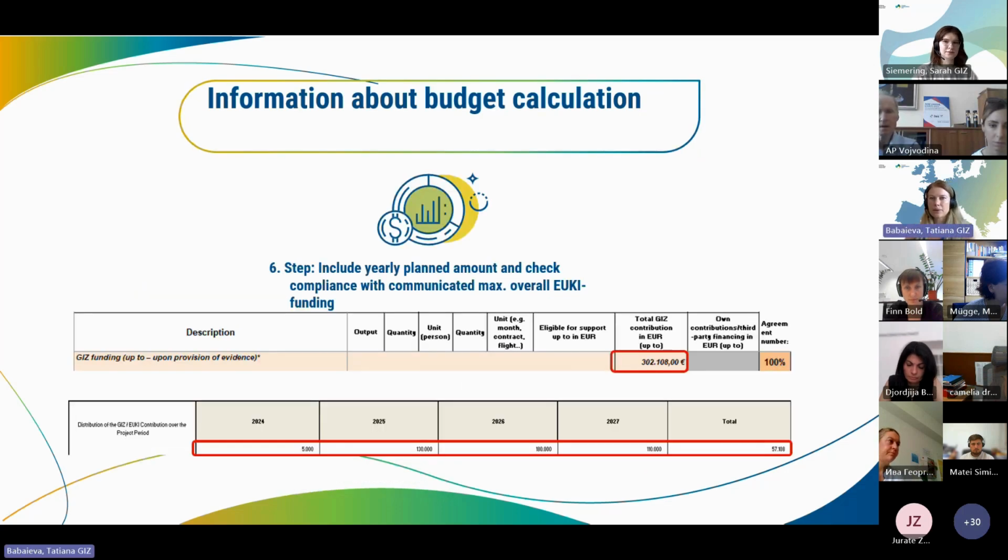The last step is to state the amount planned per year at the right side of the budget template. This is important for our planning of disbursement over the project period. Therefore, please put some thoughts into this. Additionally, you need to check whether the total amount of the planned expenditure in your financial plan complies with the maximum overall EUKI funding communicated in your invitation letter.